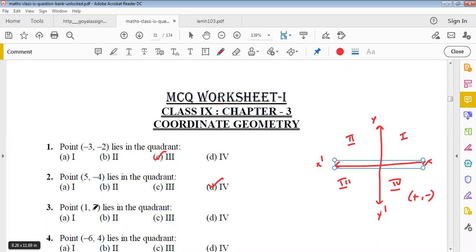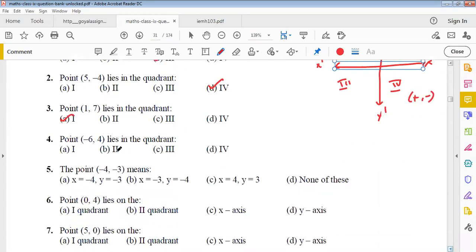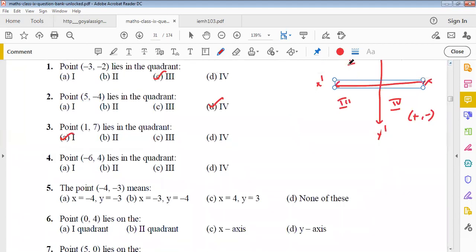Then 1, 7, both are positive, starting point is here, so first quadrant. Then -6, 4: x value negative, y value positive. So x value negative means on your left side and moving up. So second quadrant. Then the point -4, -3.